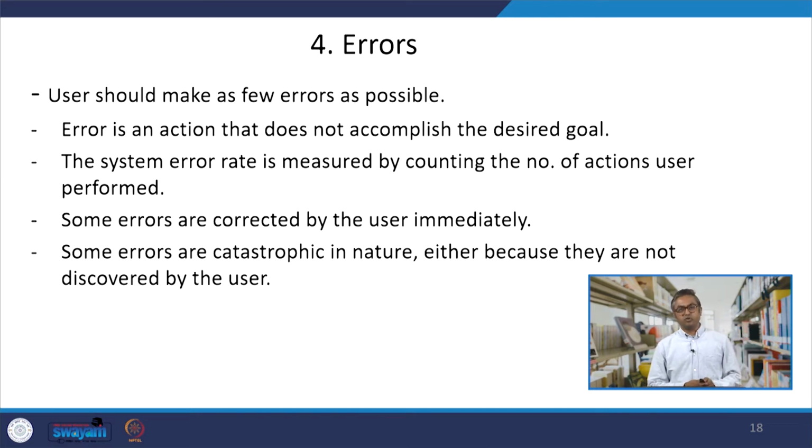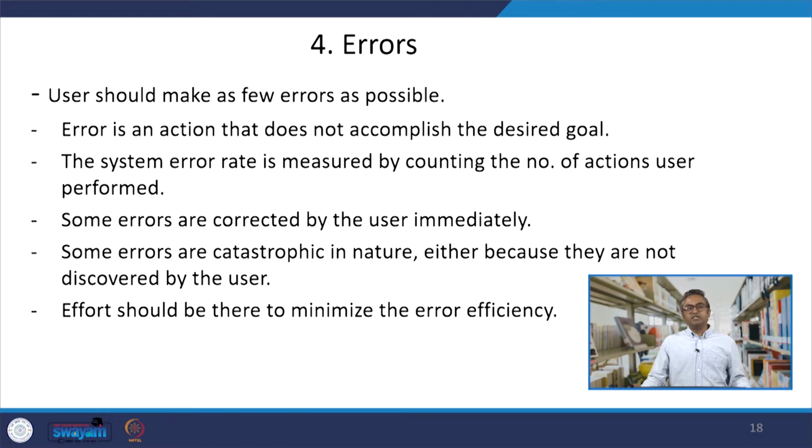Some errors are catastrophic, as I was telling you earlier, because many a time the user cannot identify why the system is off. Many a time the system file gets corrupted. Many a time we install new software, if we are taking a computer as an example. So many a time the user installs a new software. As a result, what happens? The system stops functioning.